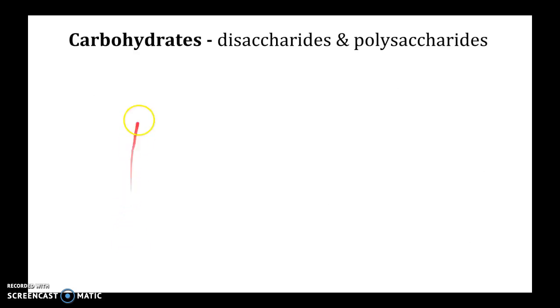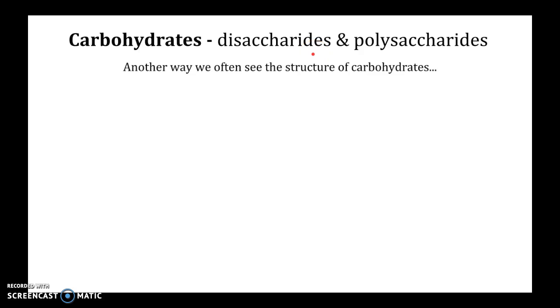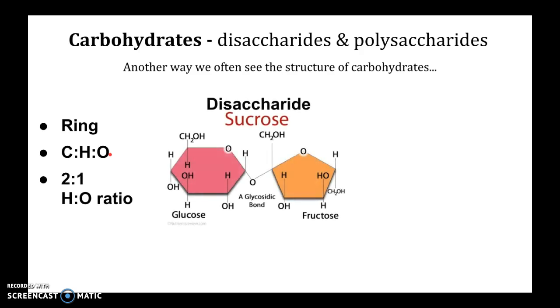Let's move on to another subgroup of carbohydrates, which is disaccharides and polysaccharides. So another way we often see the structure of carbohydrates, again we have the ring. Now this time we have carbon, hydrogen, oxygen again, and the 2:1 hydrogen-oxygen ratio. But take a look at this. We have here a disaccharide. Di meaning 2. This happens to be sucrose.